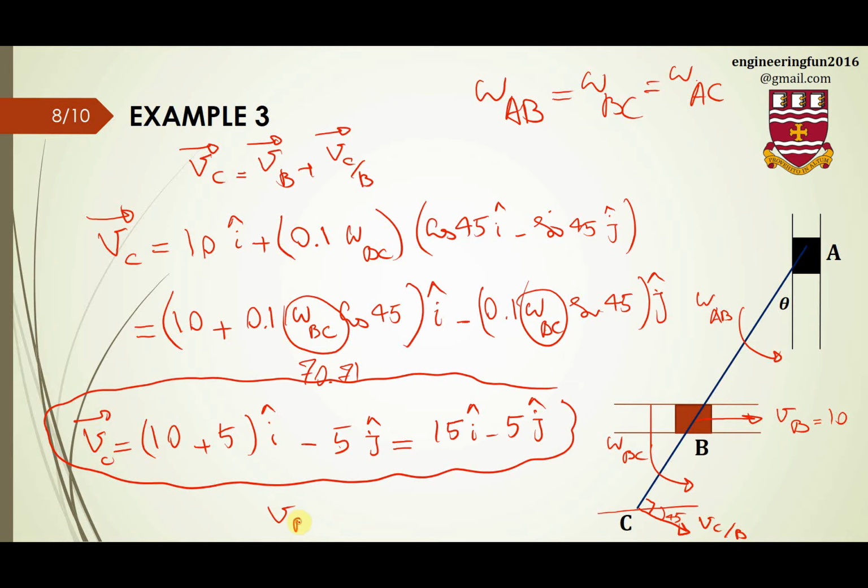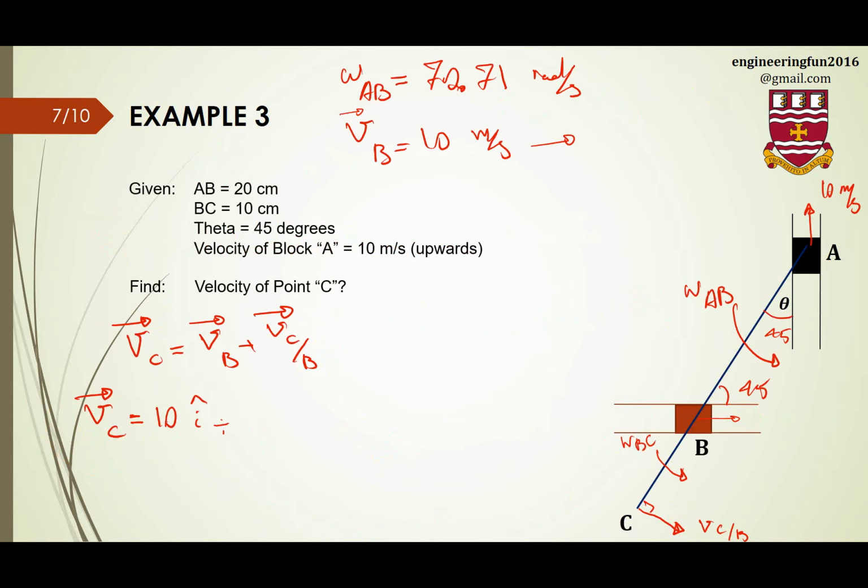If someone wants to find the magnitude of the velocity, that's easy. We just need to find the square root of 15 squared plus 5 squared, which will be 5 square root of 10, or 15.81 meters per second. So that's the magnitude of the velocity, and the velocity is 15 in the I direction and minus 5 in the J direction.